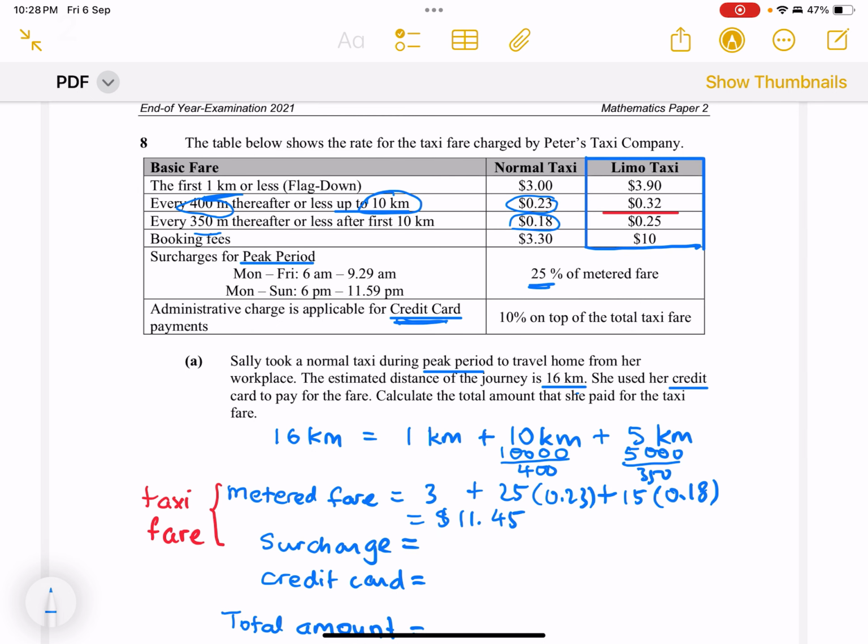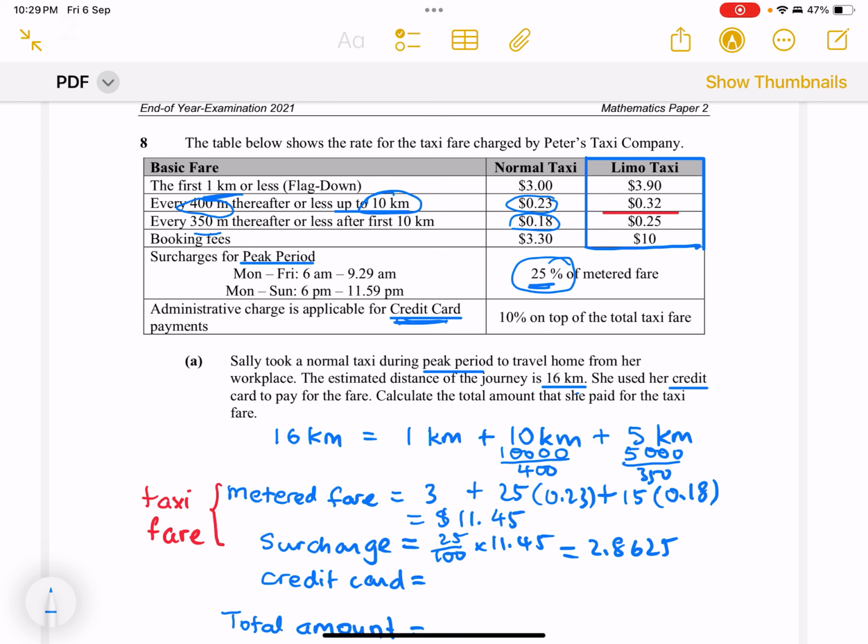And the surcharge is 25% of the metered fare. So the metered fare, we have worked out already. It's based on the distance traveled. So now this is 25% of 11.45. So the surcharge works out to be 2.8625. 5 significant figures again.